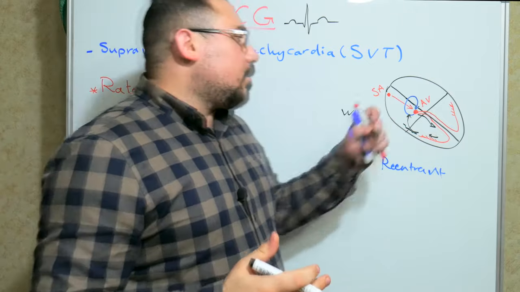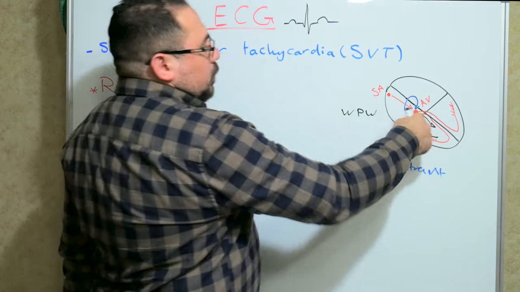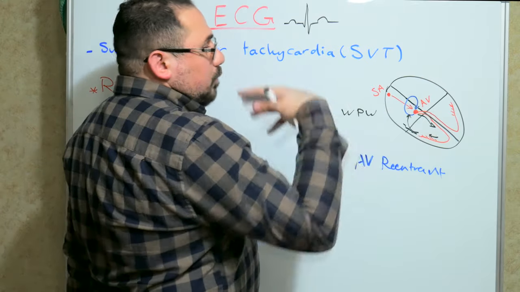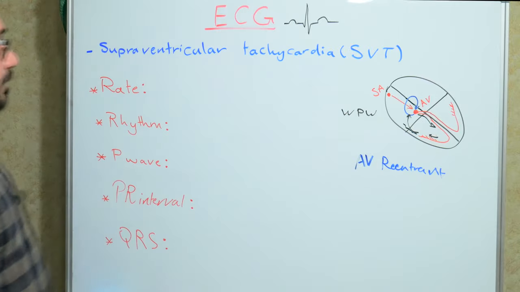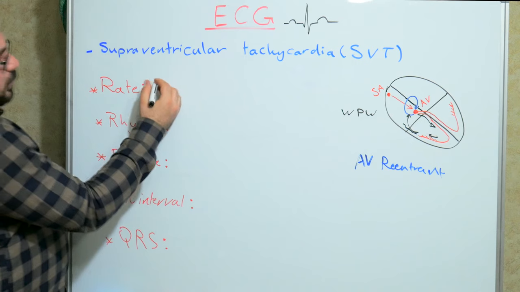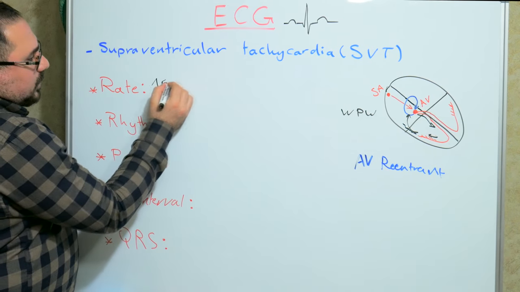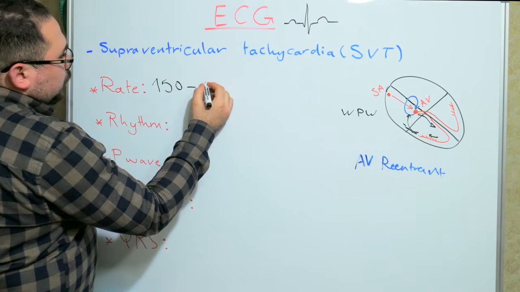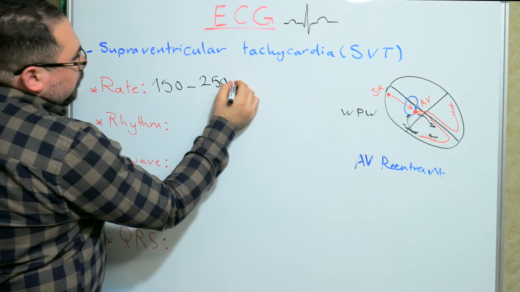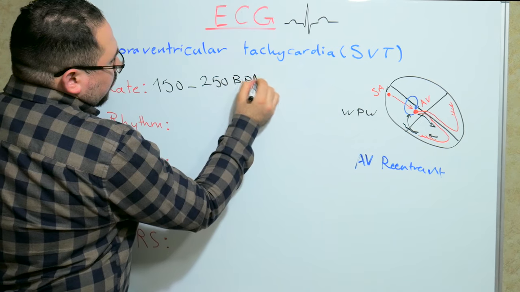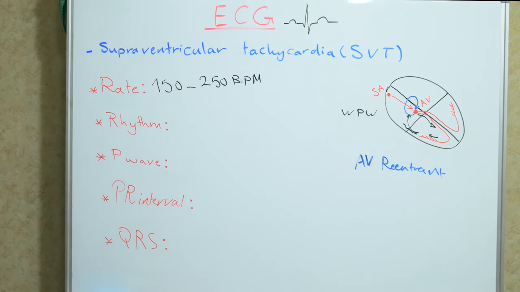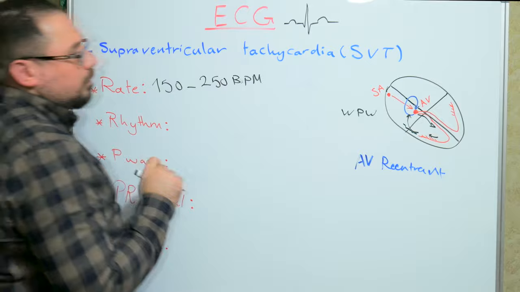This is not a normal way the AV node is working. Because of this circuit, it's giving more impulses and getting more tachycardic. So basically, the rate will be between 150 to 250 beats per minute. So this is basically the rate of this type of arrhythmia.